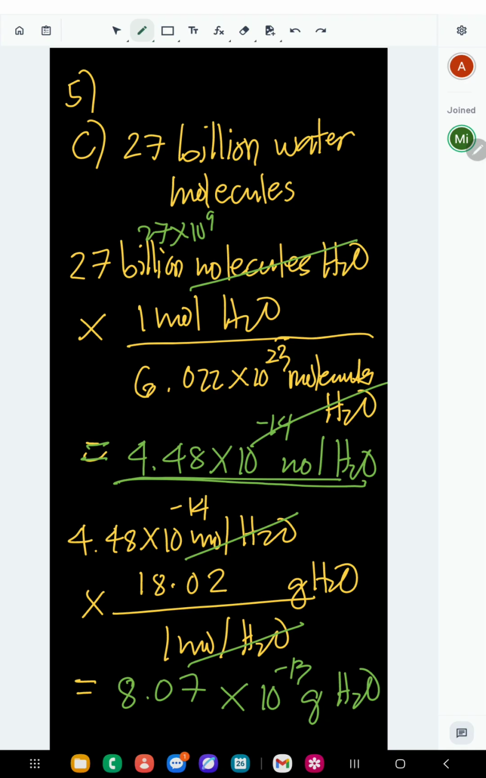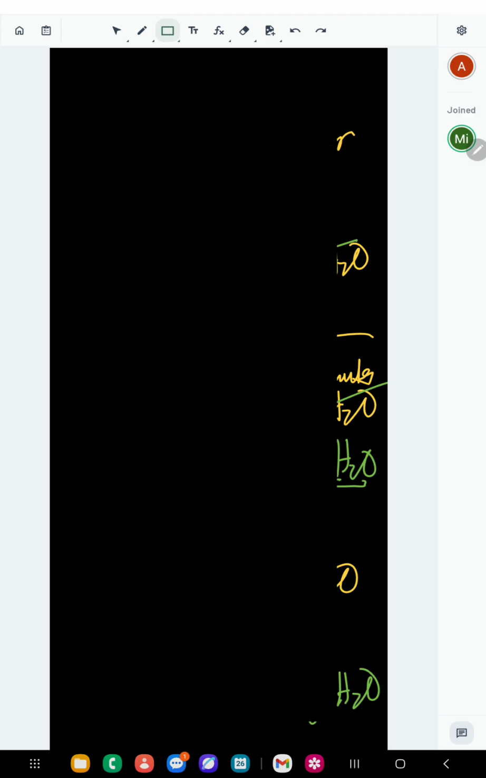Okay, no questions on this? You understood everything? Yeah, you have to make sure that when you plot all of the values, the units that you don't need cancel out, all right? And you'll be left with the unit that you need.